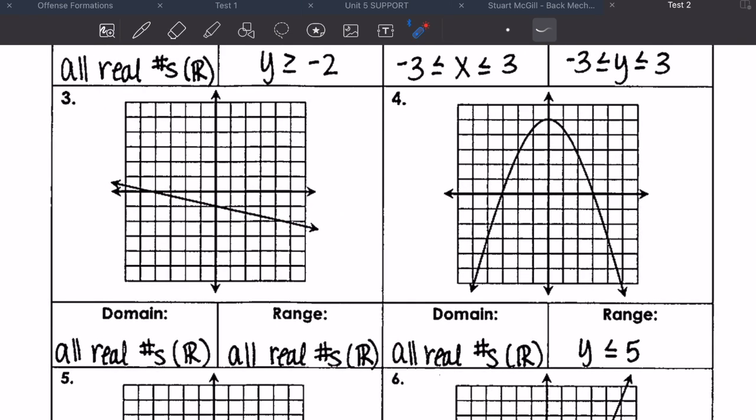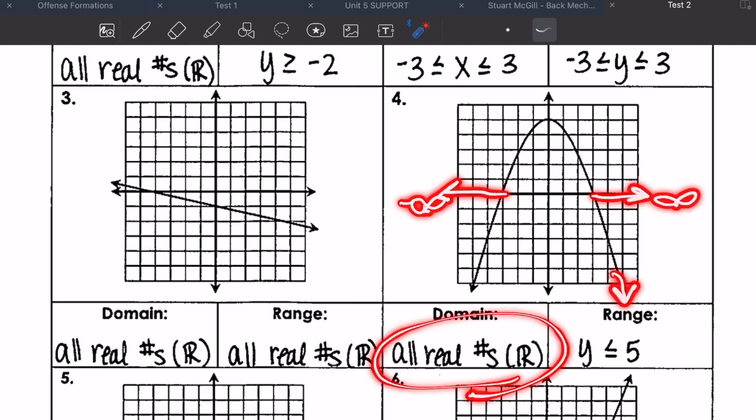So for number 4, when I look at how far left and right it goes for domain, or the x values, this arrow is not only going down, it's also going to the left. So this is going to go all the way to the left to -infinity. This is going to go all the way to the right to +infinity because of this arrow. Again, that's all real numbers.